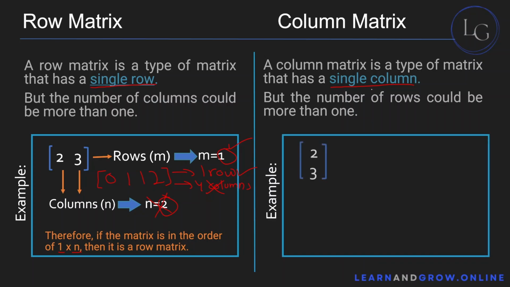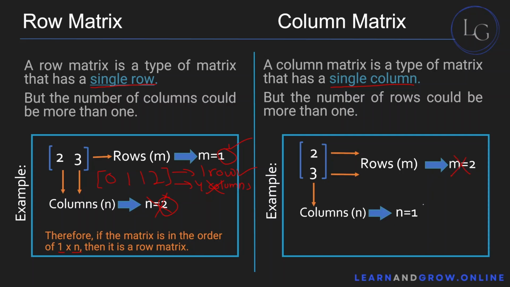An example of a column matrix would be this matrix here. It has 2 rows and it has one column. Again, we're not concerned with the number of rows. It has one column, and that's all it really needs for it to be a column matrix. The order of a column matrix is basically an m by 1 matrix. So basically m number of rows and one column.